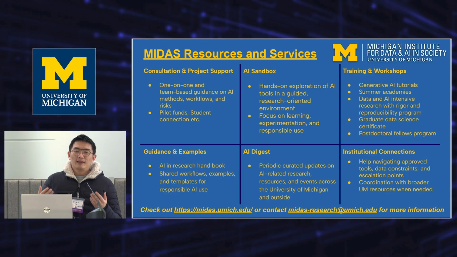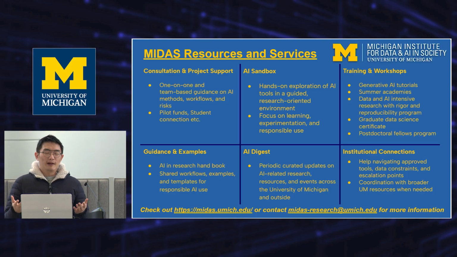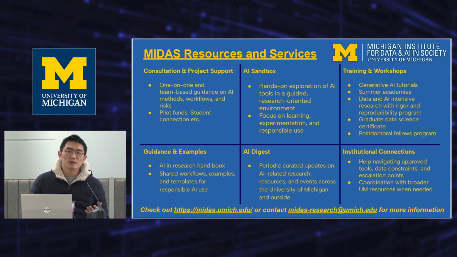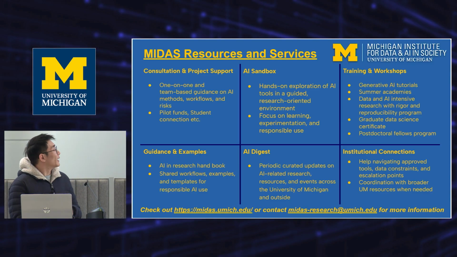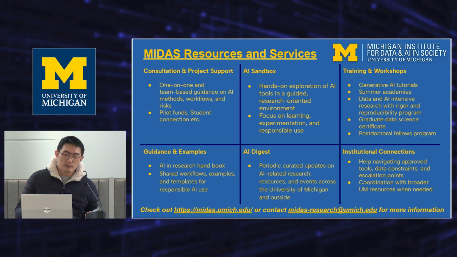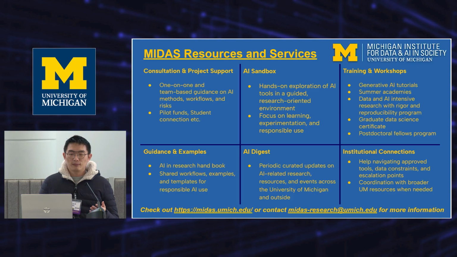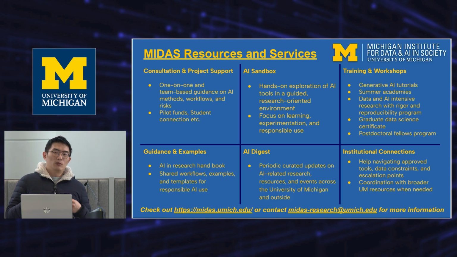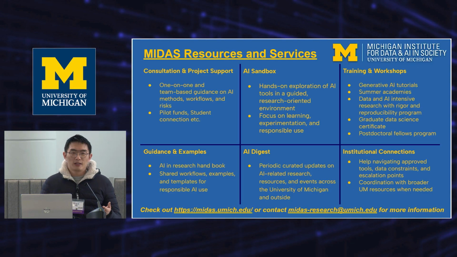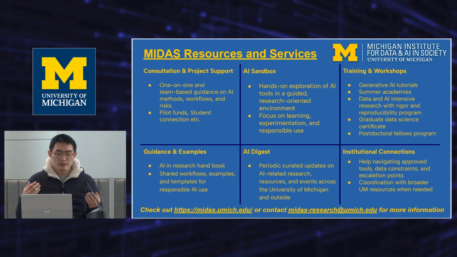Our team's main goal is to try to help researchers across the campus to use AI and data science responsibly and effectively in their daily research. And here I'm trying to introduce the ways that we can support. So first we have consultations and project support, and it can be one-on-one or team-based. Basically we work with you together on a range of problems including, for example, research problem design and grant writing and AI methods, workflows, and risks related.